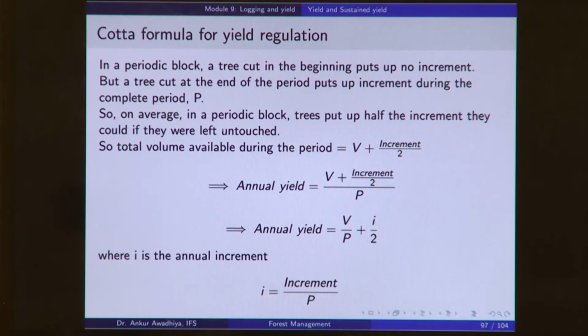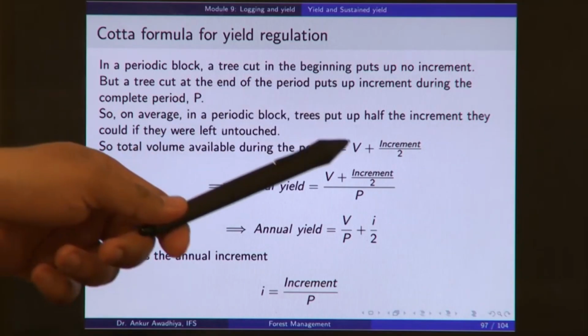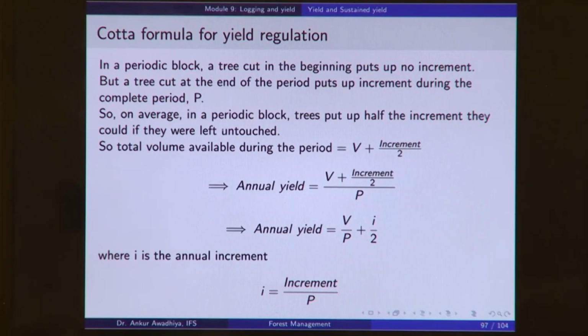So, on average in a periodic block, the trees will put up half the increment they could if they were left untouched. Here again we are looking at the average values. There are some trees that are putting up increment for all the P years, there are some trees that are putting up no increment. So, on an average we can say that the trees will be able to put up half the increment over P years, or full increment over P by 2 years. In this case the total volume that is available during the period is equal to the volume that you have in the stand plus the possible increment divided by 2.